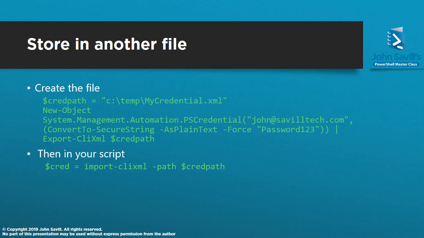Then the XML can be kept completely separate from my source code. It's not in there. And I can then upload the source code. I just wouldn't upload that XML file. So that's better. I could put ACLs on that file. I could do further encryption on the file. But if someone gets that file, they can still get my credential. But it's better than having it directly in the script. But none of these are very good.